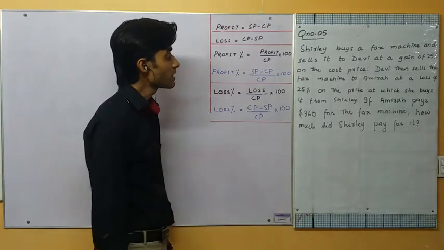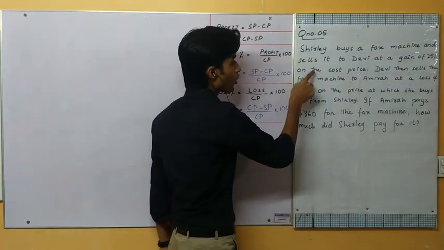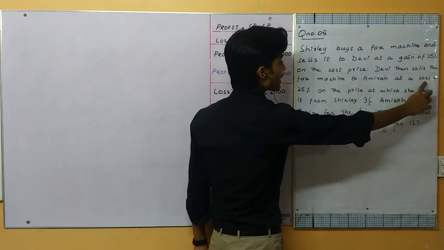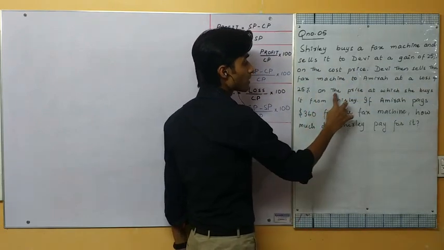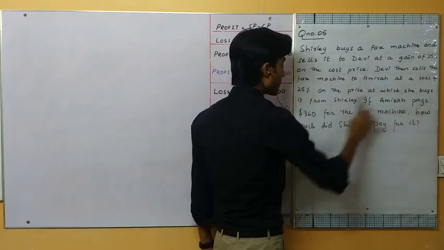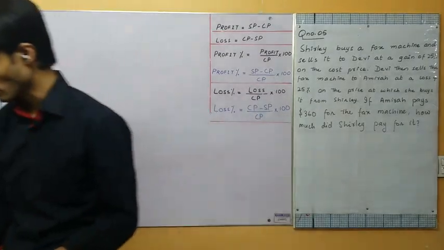The question says Shirley buys a fax machine and sells it to Devi at a gain of 25% on the cost price. Devi then sells the fax machine to Amira at a loss of 25% on the price at which she buys it from Shirley. If Amira pays $360 for the fax machine, how much did Shirley pay for it? This is the question.